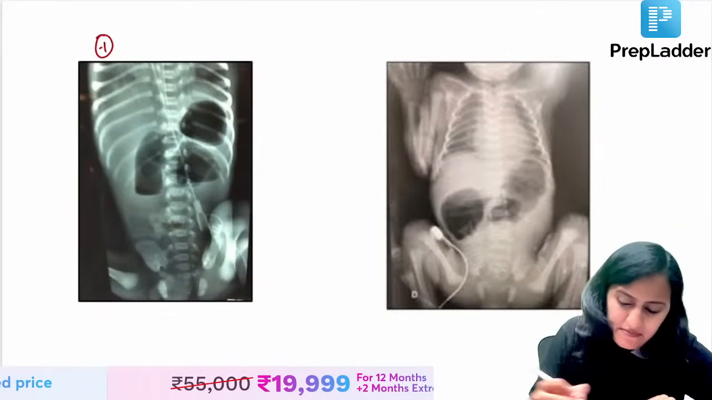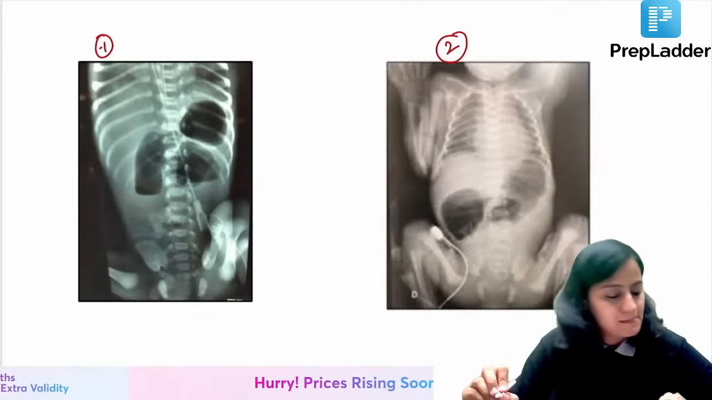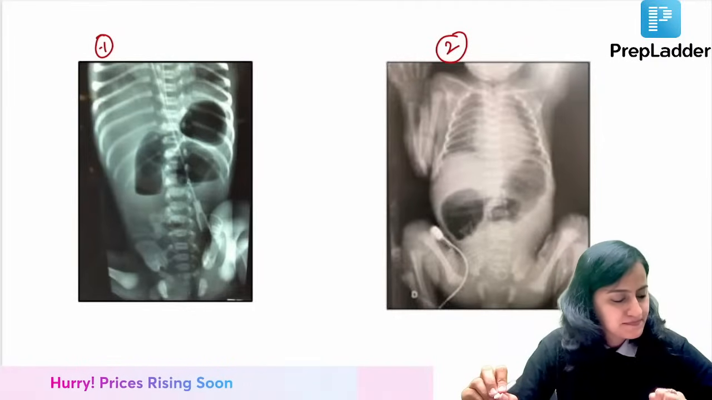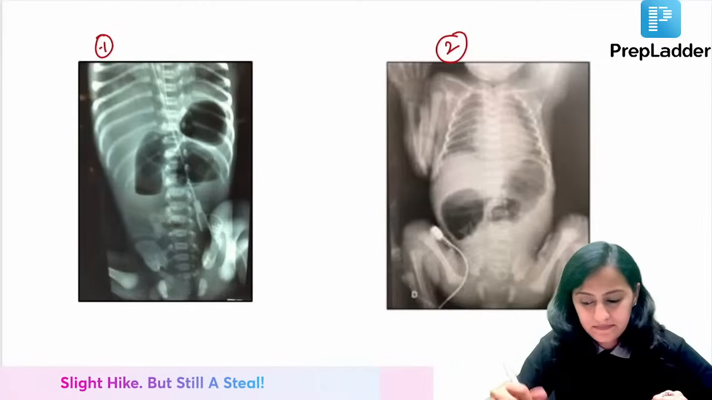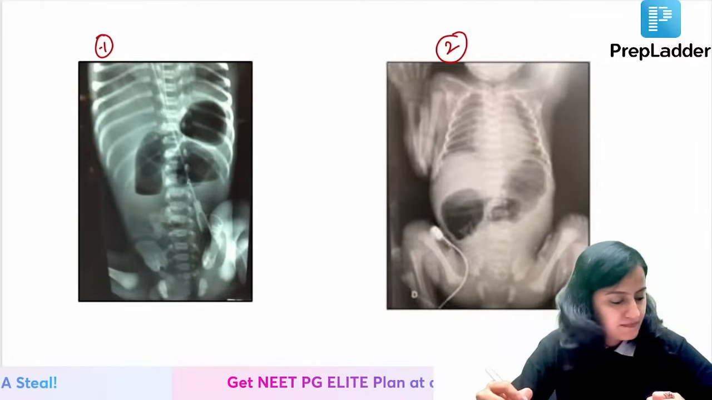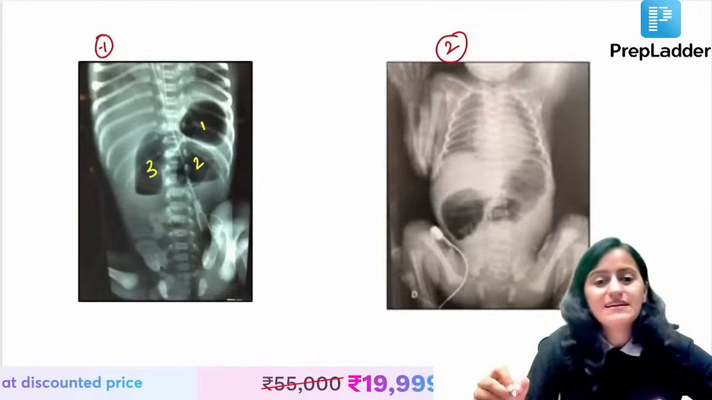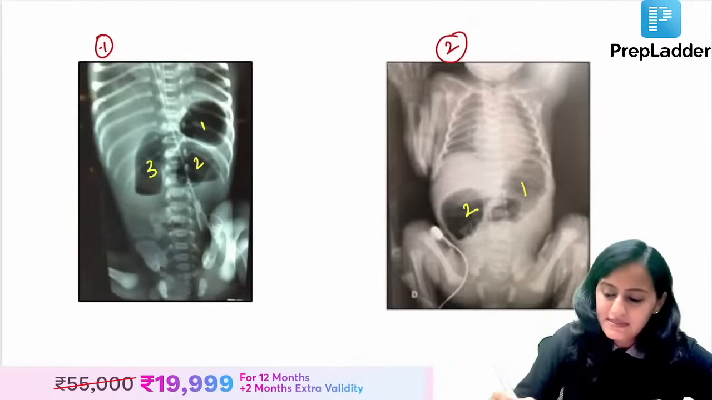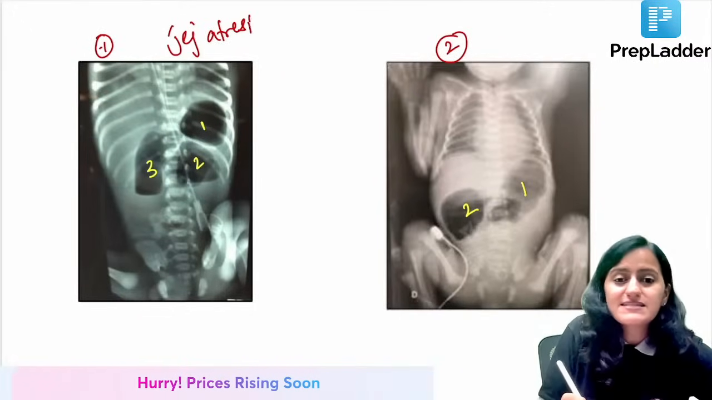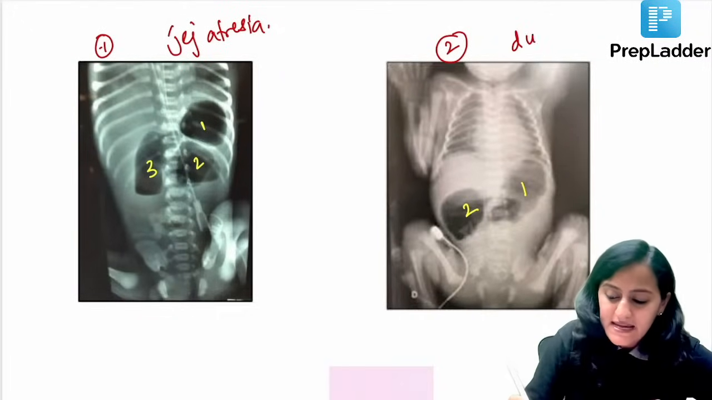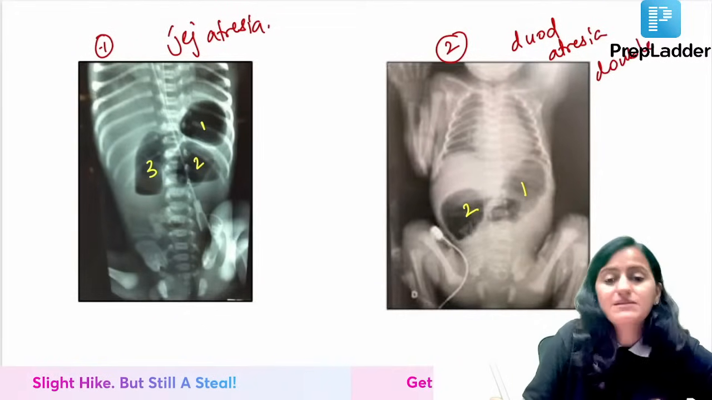Next one. What is the first image showing? What is the second image showing? Very good. In the first one you are seeing triple bubble. There are 3 bubbles. In the second one you are seeing just 2 bubbles. So the first one is jejunal atresia, triple bubble sign. The second one is duodenal atresia, which is showing double bubble sign.